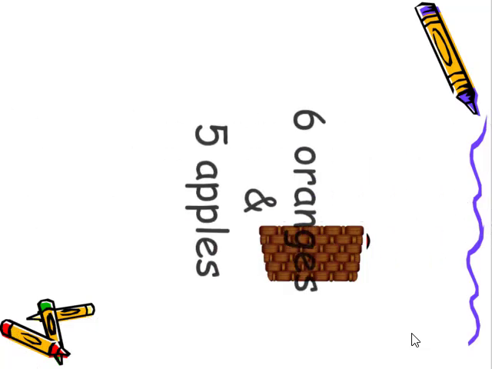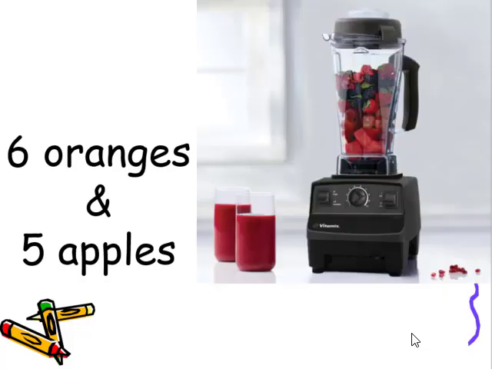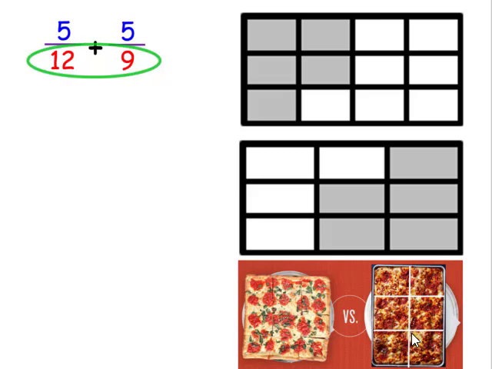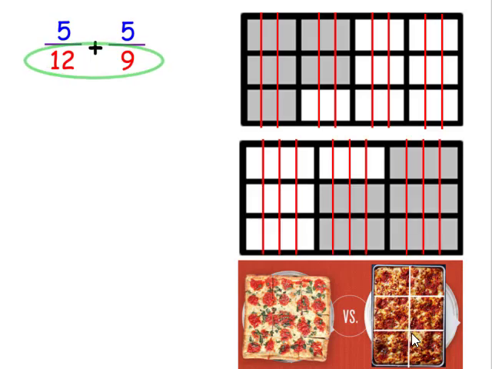Nope, it would actually just be 6 oranges and 5 apples, because we're not making smoothies, even though that smoothie looks pretty good. So when we are adding, we are going to have the same size pieces. So I would divide the 12-piece pie by 3 and the one with 9 pieces by 4.